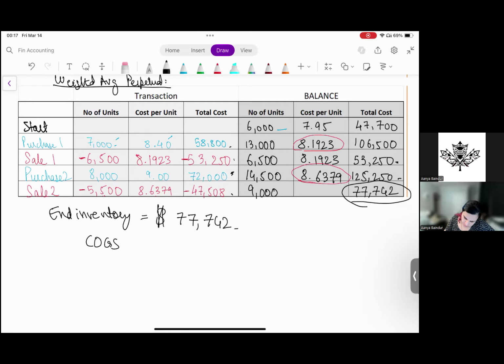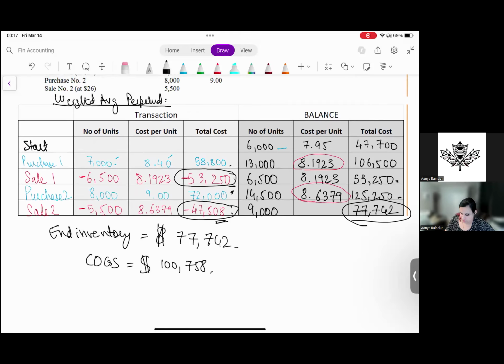Great. It also asks us to find cost of goods sold. So to find cost of goods sold, all you have to do is go and see what the price for each of the sales were. And this is basically what your cost of goods sold is. So just add those two numbers, 53,250 plus 47,508. That gives you a cost of goods sold of $100,758. And this is how much the cost of goods sold is. Again, you can put the cost per unit if you want, but it won't change. So it's still the same.